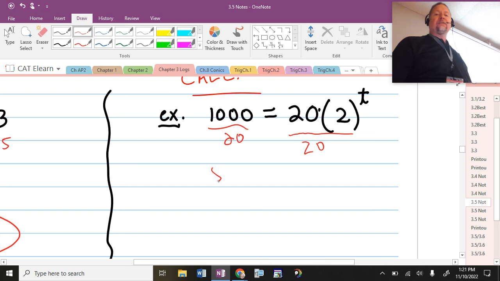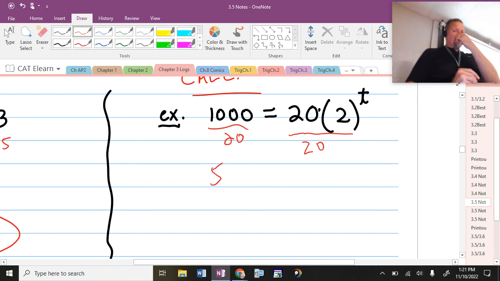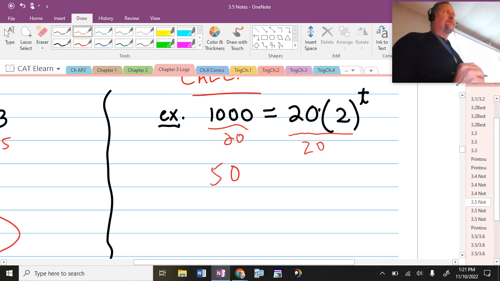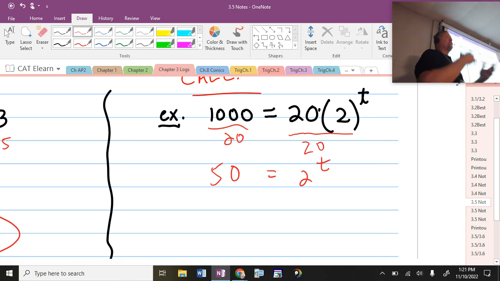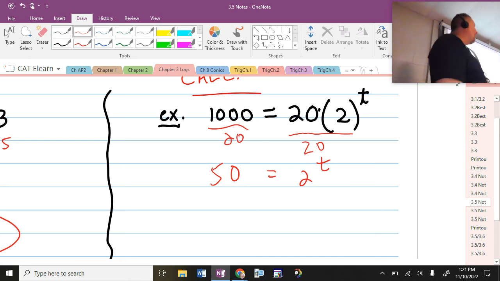Now, here's the difference on this one. I'm glad I did this. I think this is 50. 20 times 50 is 2,000. Can I, in my head, change 50 to a base of 2? Can I say 50 is 2 to this power? Yes or no? No. So this is what I mean about number 2.